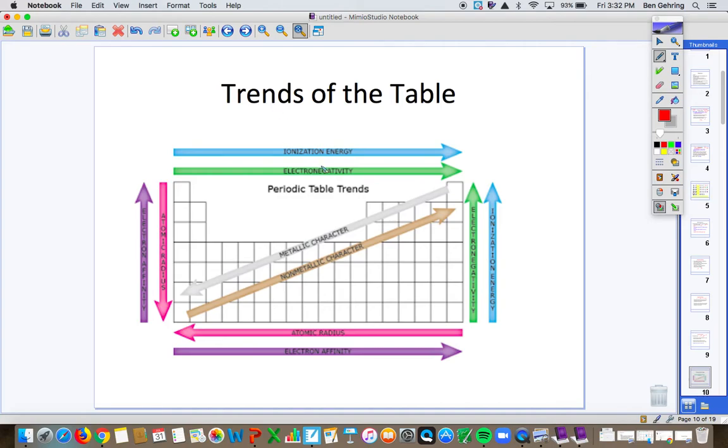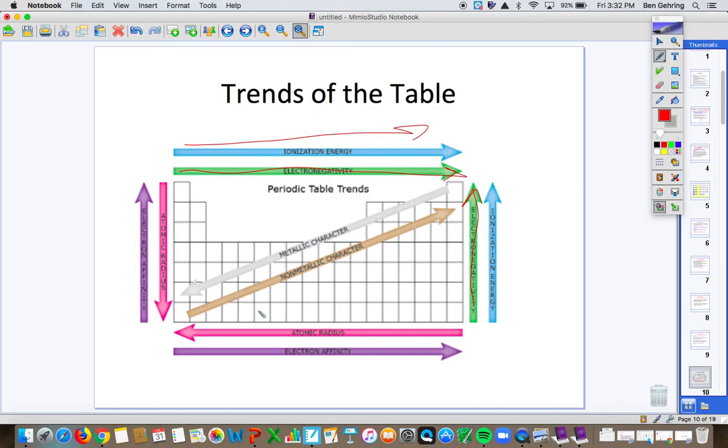Here's a look at your trends. I would encourage you to draw these on your periodic table. Off to the side, I would draw ionization energy increases going this way. Electronegativity increases going this way. I would do the same. I don't care if you put it on the side here or the side over here. I would draw those three.